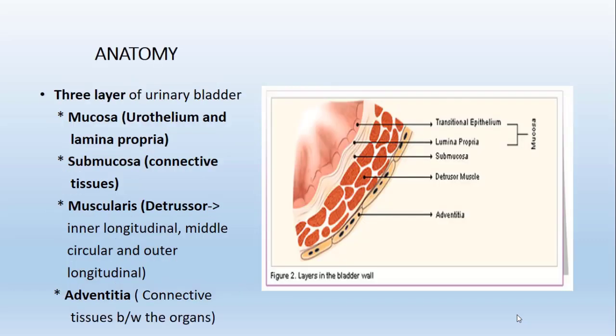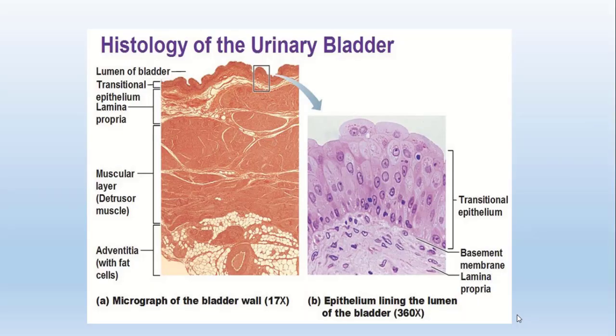So, histologically, the bladder has a three-layered wall with mucosa, which further consists of urothelium and lamina propria, submucosa, which includes connective tissues, and muscularis, which includes detrusor muscles, which are in three layers: inner longitudinal, middle circular, and outer longitudinal. And the adventitia is the connective tissue which separates the bladder from different organs. So these are the layers: urothelium, lamina propria, submucosa, detrusor muscle, and adventitia. Same histological layers of the bladder with transitional epithelium, lamina propria, muscularis propria, and adventitia.